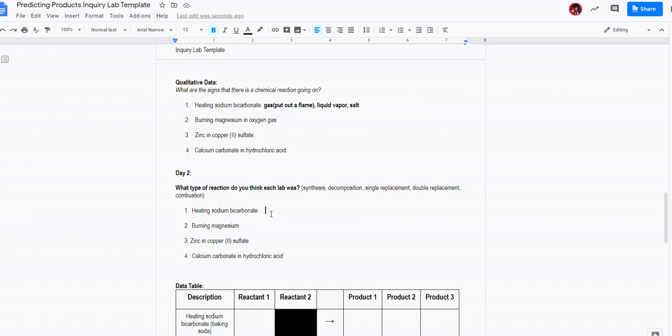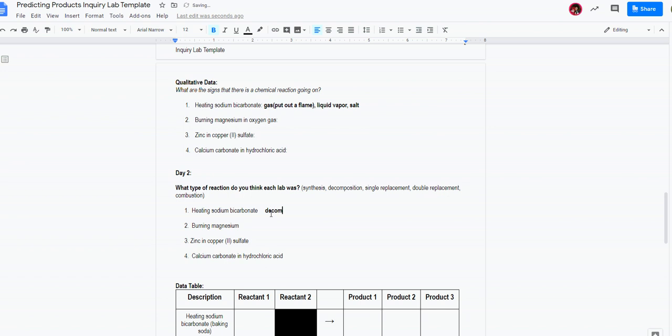So if we're starting off with sodium bicarbonate, we're not really mixing with anything, we're just heating it up. We do have a possibility that could it be combustion. We could have added oxygen from the atmosphere, but I didn't really see any sort of combustion taking place inside the reaction. What I did see was a gas, so this is probably a decomposition. Okay, so I think it's a decomposition.